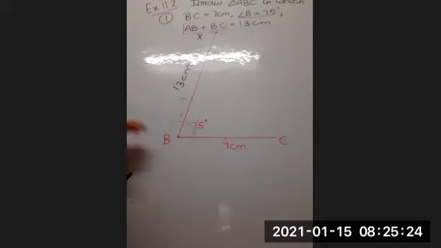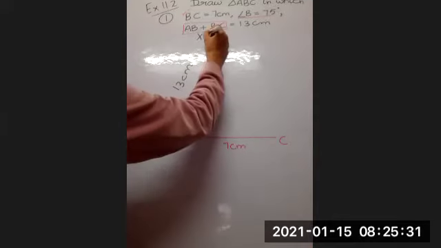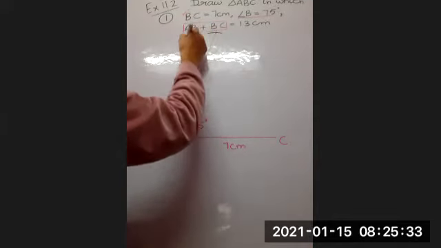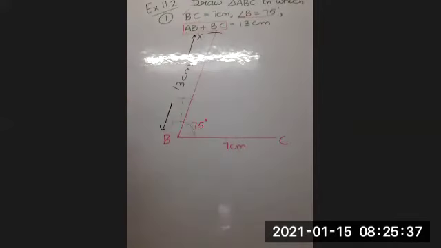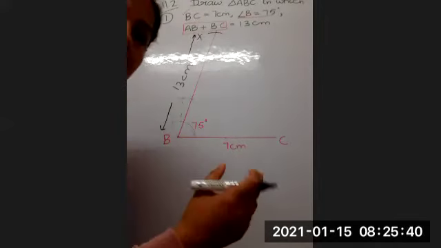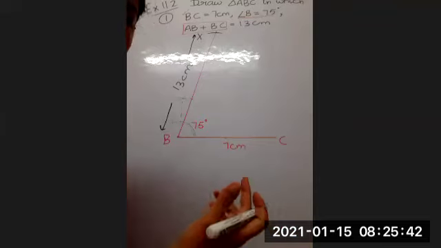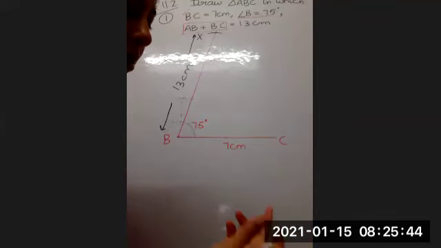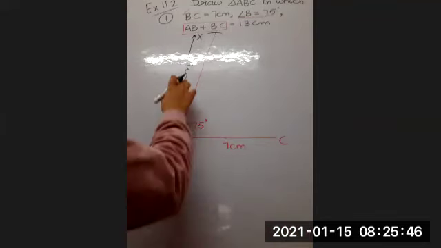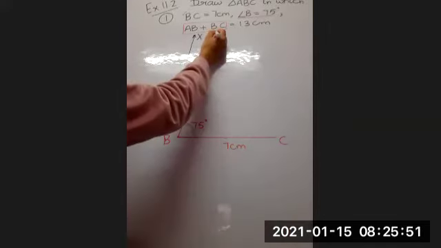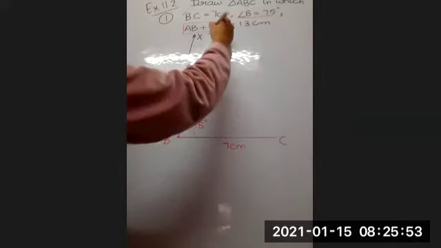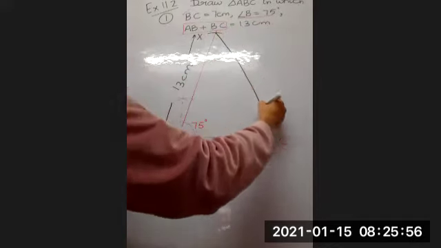Clear? Now, after marking this X as 13 centimeter, you have to join X to C. Just keep asking yourself why we are doing a particular step. Now, if we have done 13 centimeter, there is something next to be done to this X. Join this X to C.